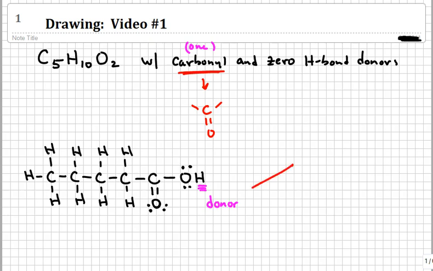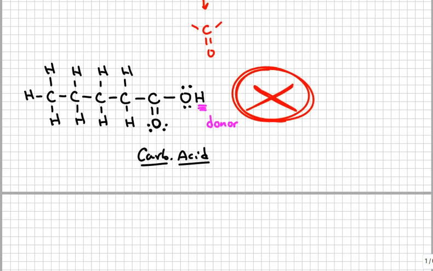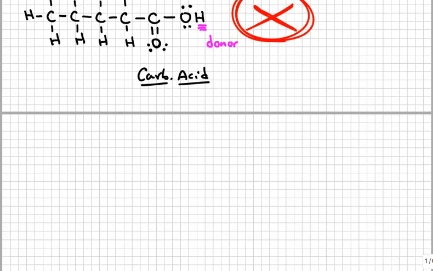Ladies and gentlemen, this is not going to work. If I didn't have the stipulation to have 0 hydrogen bond donors, this would work. But this will not work because of that. By the way, this is a carboxylic acid. It's a lovely structure. It just doesn't work for this particular one. So what are we going to do next? Well, I'm going to come down here and I'm going to try again. I'm going to keep my carbonyl in place because I know it's got to have a carbonyl.